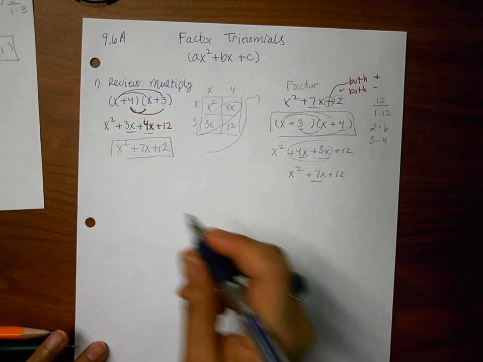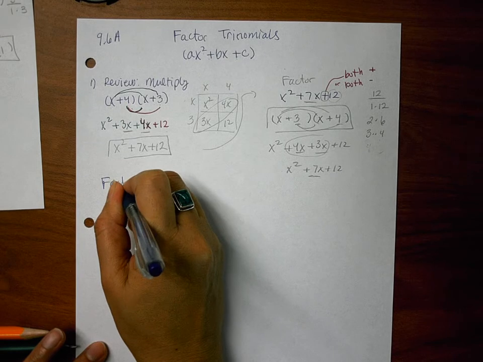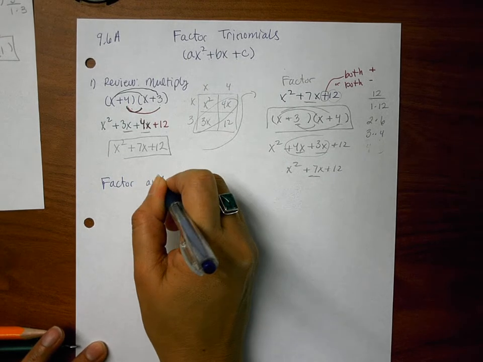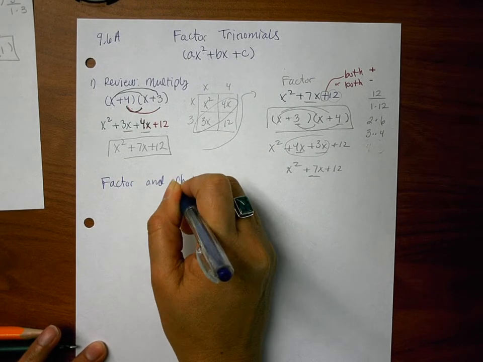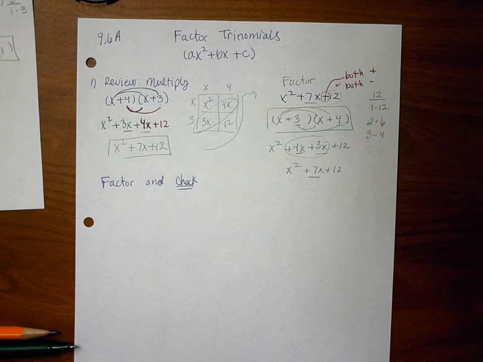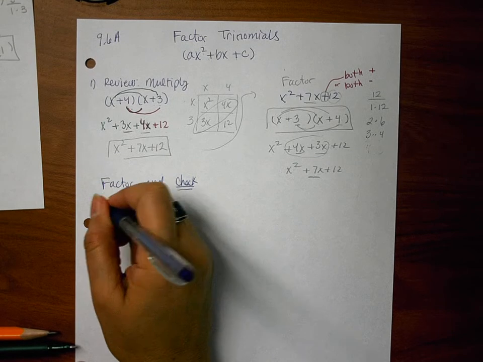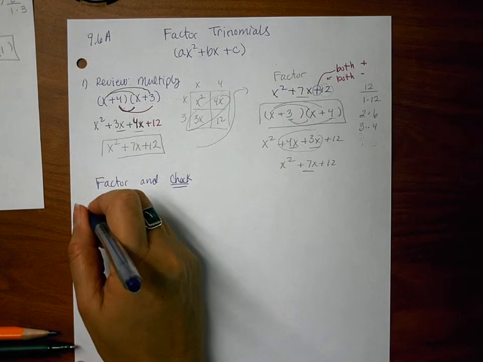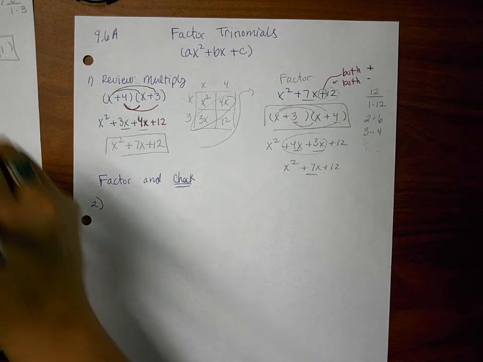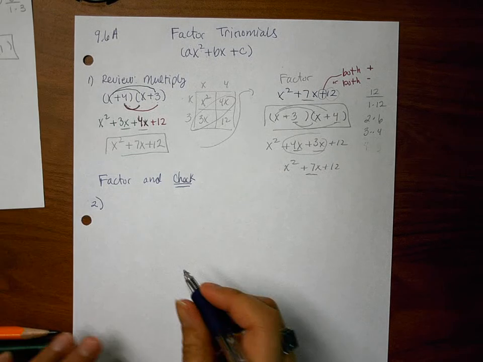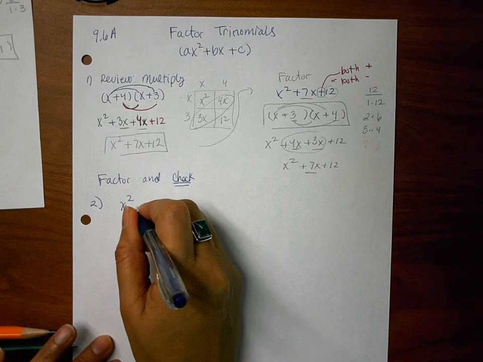All right, so let's try some examples. We are going to factor and check. And yes, you have to check. Now, I didn't say check by double distribution or check by multiplication. You can check using the shortcut that I'm going to give you in just a bit. Some kids don't like the shortcut. They like to do the double distribution. It's just easier for them, and that is okay.